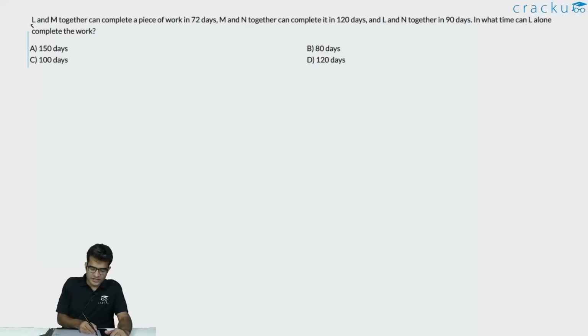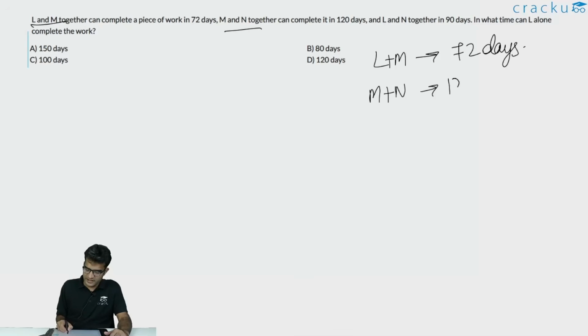In this question we are told that L and M together, if they are working, they can finish a job in 72 days. If M and N are working together, they can finish the job in 120 days. And if L and N are working together, they can finish the job in 90 days.